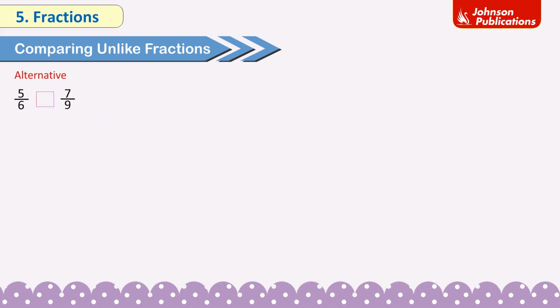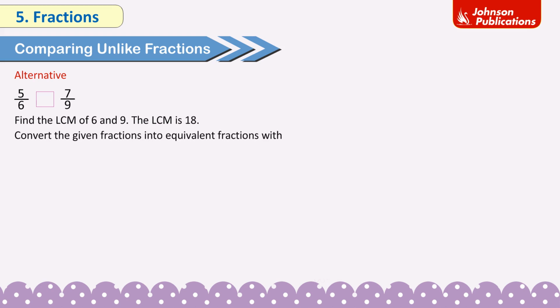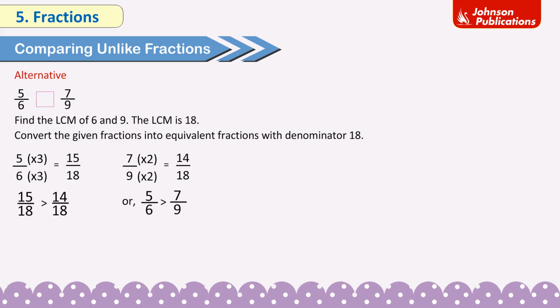Alternative: compare 5/6 and 7/9. Find the LCM of 6 and 9. The LCM is 18. Convert the given fractions into equivalent fractions with denominator 18. 5 multiplied by 3 over 6 multiplied by 3 is equal to 15/18. 7 multiplied by 2 over 9 multiplied by 2 is equal to 14/18. 15/18 is greater than 14/18, or 5/6 is greater than 7/9.